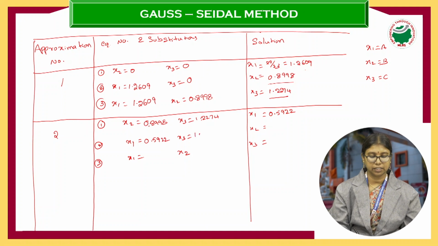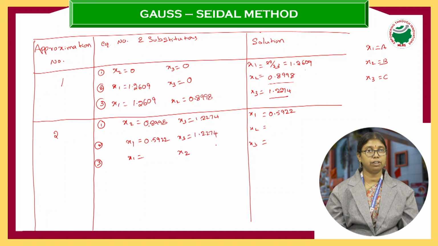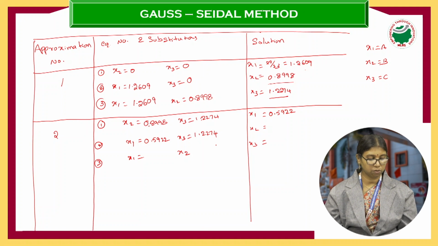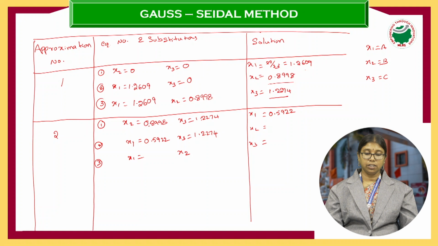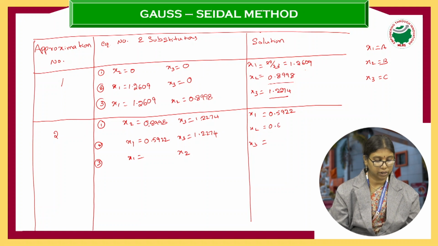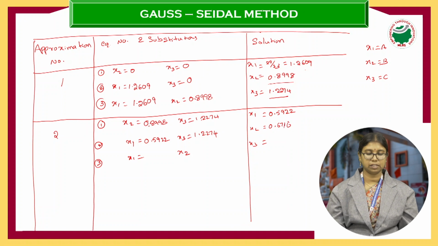0.5922. And for x3 it is 1.2274. So enter these two values, 0.5922 and next C means x2, x3, that is 1.2274. Then you will get x2 as 0.67162 or 0.6716 is enough.